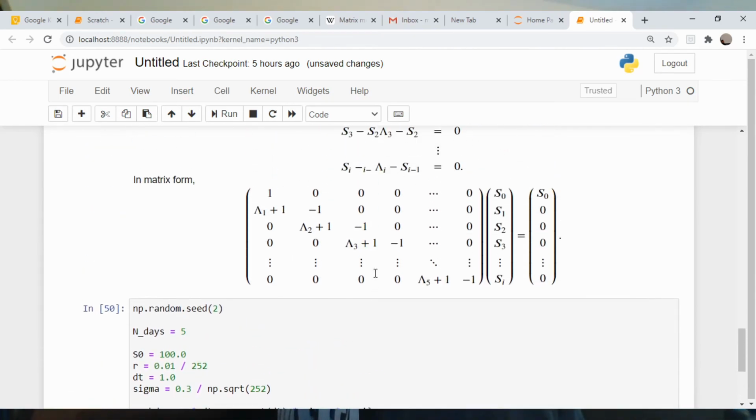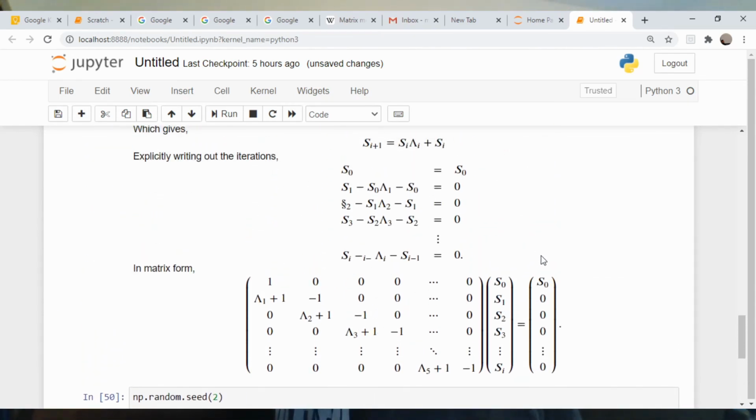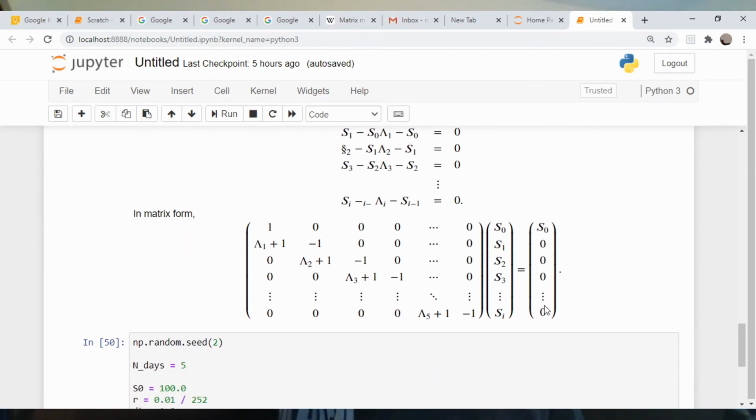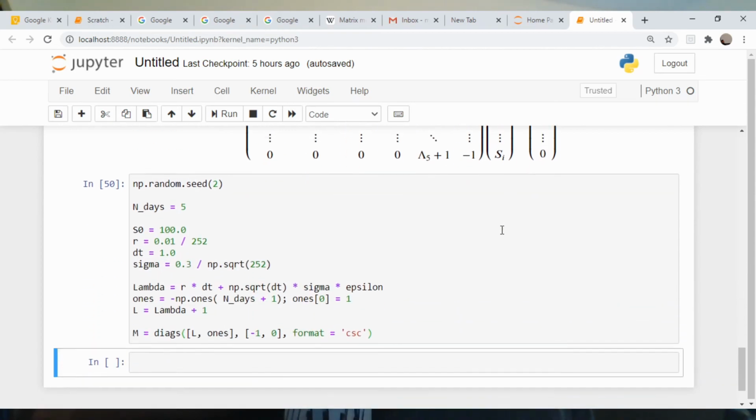Okay, so now that we have this matrix, we need to create this column vector here. And again, it's n plus 1, n days plus 1, so 6 days in our case. All zeros except for the initial stock price, which I called S0 down here. So we'll create an array of all zeros and set the first element to S0.